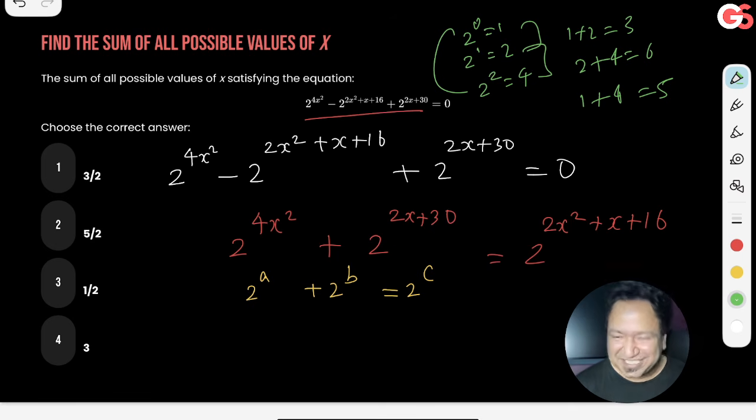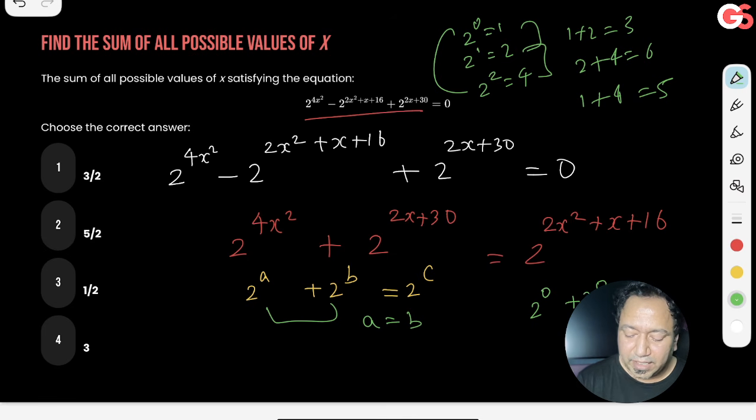So is this question even solvable? Yes, it is. This is possible only under one condition, and the condition is when a and b become equal. So if I add 2 to the power 0 and 2 to the power 0, I get 2, which is 2 to the power 1. If I add 2 to the power 1 with 2 to the power 1, I get 4, which is 2 to the power 2. So if we add two similar powers of 2, I'll get the next power of 2. Once you observe that, your life is totally sorted.